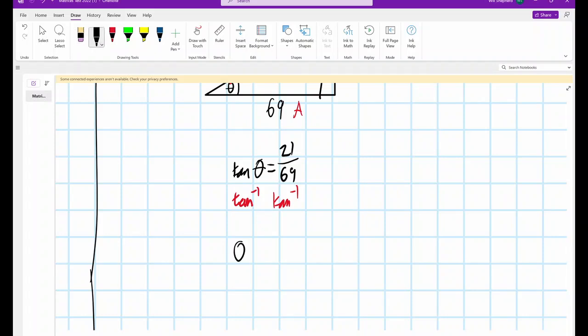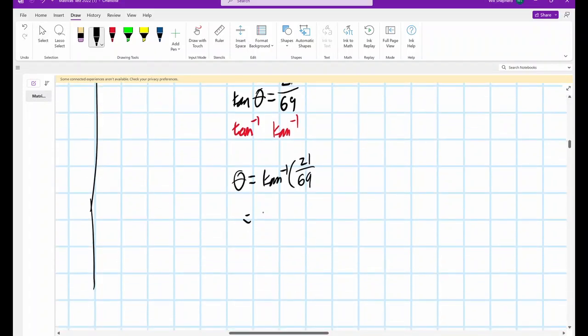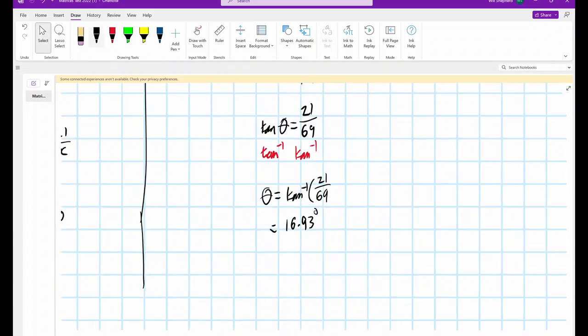So then we would have theta is equal to tan inverse of 21 over 69. And when we put that into the calculator, let's do that now. Tan inverse 21 over 69. We would get 16.93 to 2 decimal places there. And because this is an angle, of course, we have to remember to put in the degrees symbol for our units.